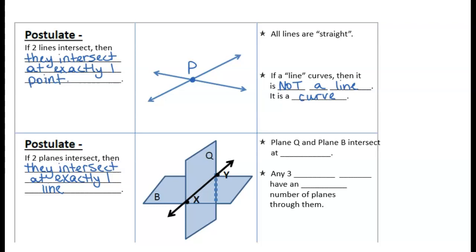So if I have both plane Q and plane B, and I have line XY that's lying in both of them, that means that plane Q and plane B intersect at that line. So 2 planes intersect at exactly 1 line, and here they're intersecting at line XY. Remember, you write a line with 2 capital letters referencing the points and a line on top.